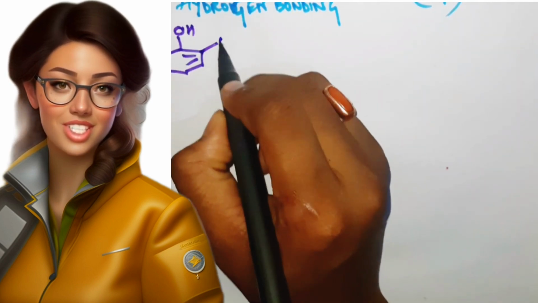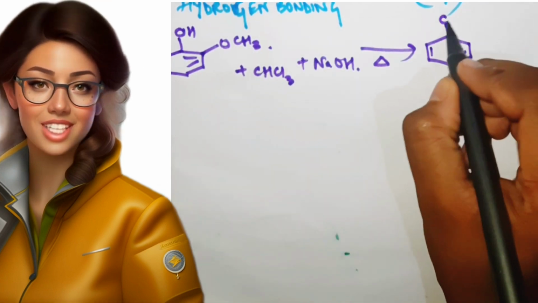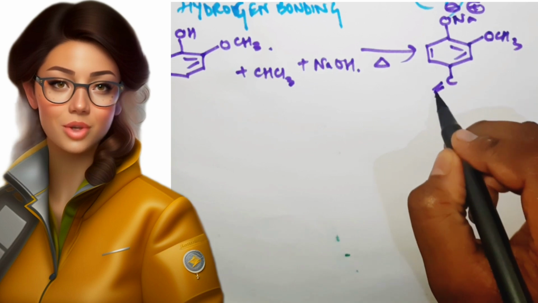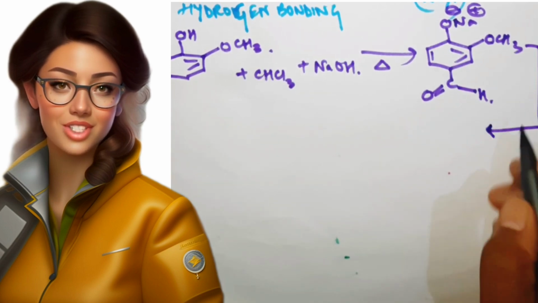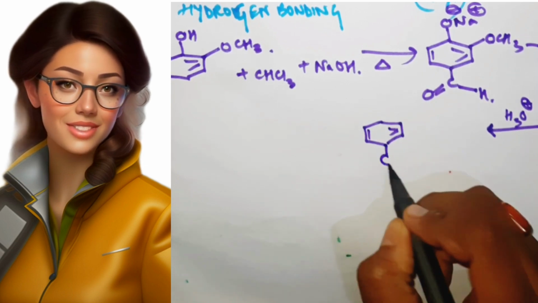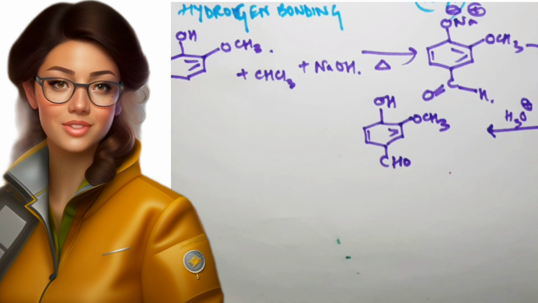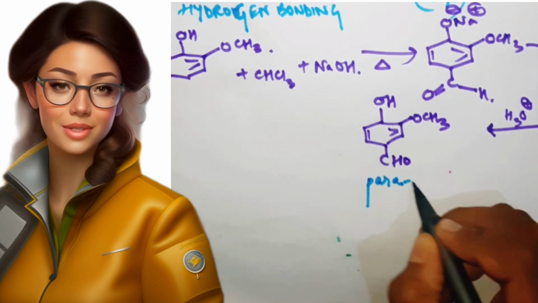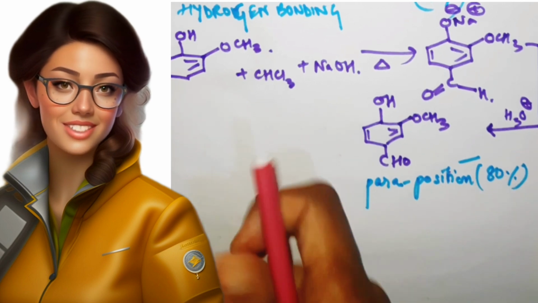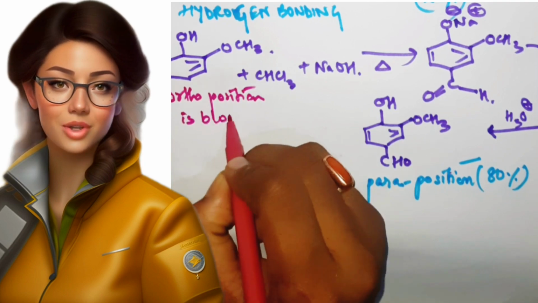Now see, there is one important exception. If the ortho position is blocked, if there is some other group at the ortho position, like an OCH3 group, then the para position will be the major product. Again, if you react with chloroform and sodium hydroxide, you get the CHO group added to the para position after hydrolysis. So that is your Reimer-Tiemann product. Let us go to the reaction mechanism and see how CHCl3 transforms itself into a CHO group and gets added to the benzene ring.